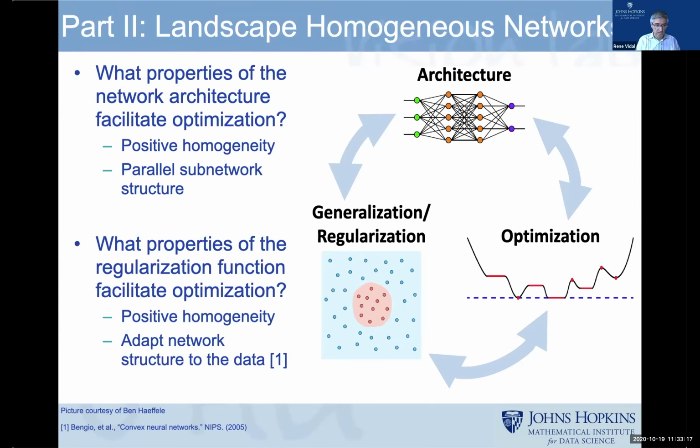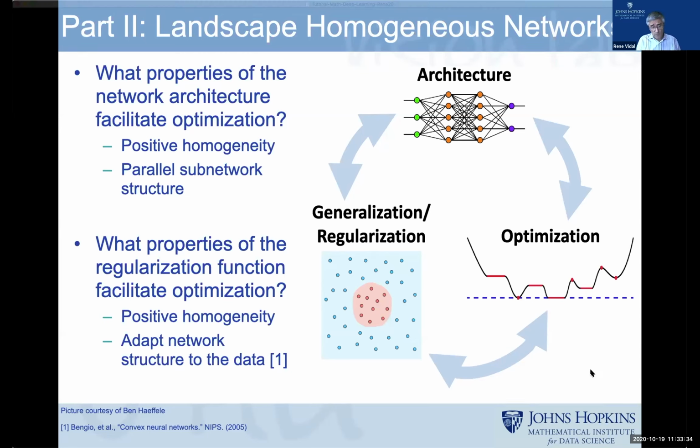Are there properties of the architecture that make optimization easier? As I already mentioned, positive homogeneity will be one. But the other aspect will be ensuring that there is parallel structure in the architecture. And I'll be clear about that in a moment.